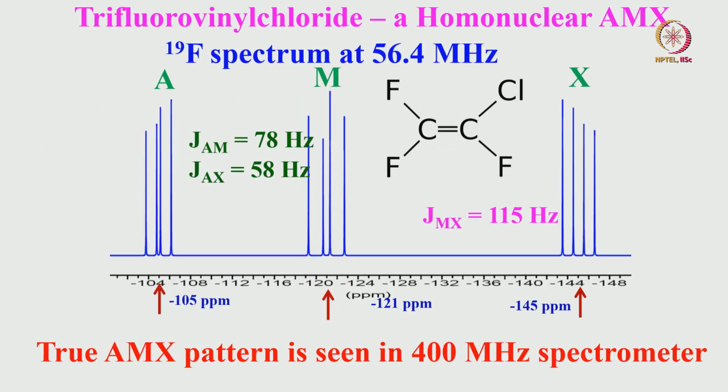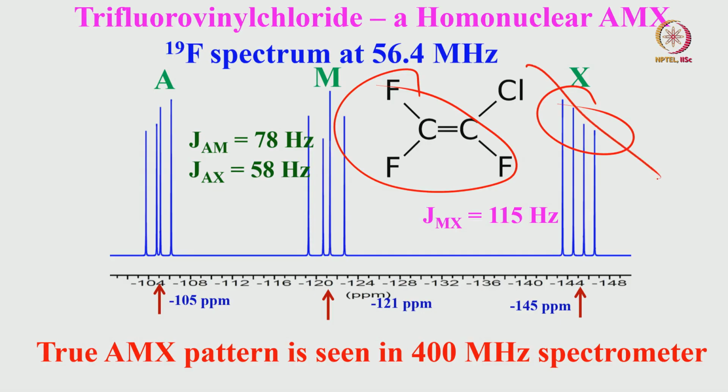Okay, look at this one. This is again trifluorovinyl chloride, a beautiful AMX case. For all practical purposes, this is a fluorine NMR. You can see all the 3 are of equal intensity. In principle they should be, but there is some sort of deviation in the intensity.